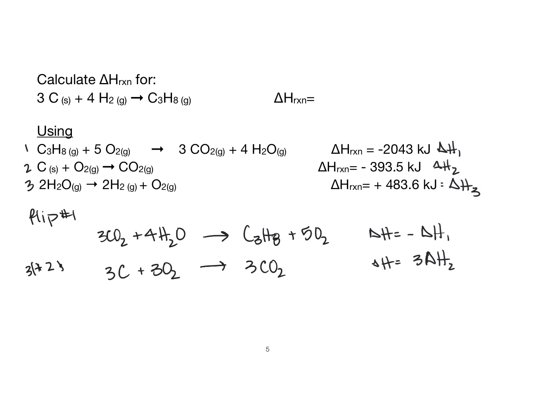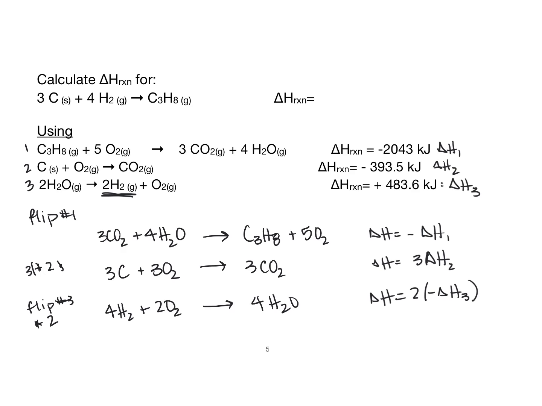So from here, we need to look at the last one. In this case, the hydrogen gas is the only thing we see present, and it's on the wrong side. So we're going to flip number 3 and multiply by 2. So we're going to flip it, and so that puts the reactants on the product side and vice versa. So we're going to have 4H2 plus 2O2, and that's going to give us 4H2O. So delta H in this case is 2 times negative delta H3.